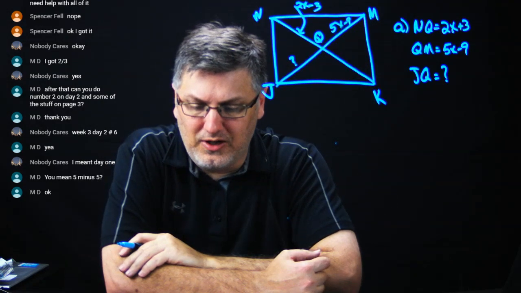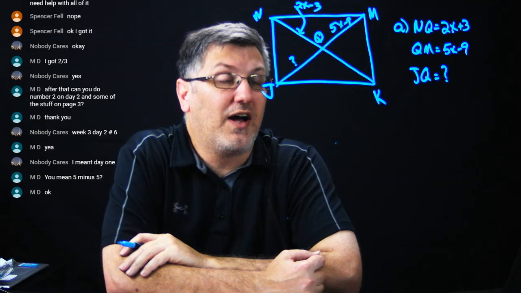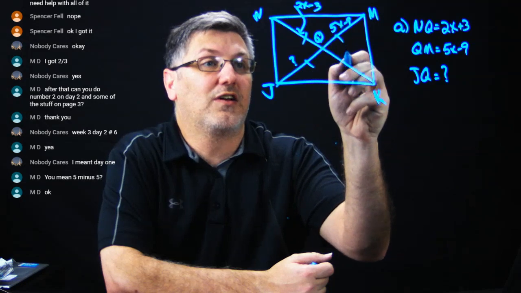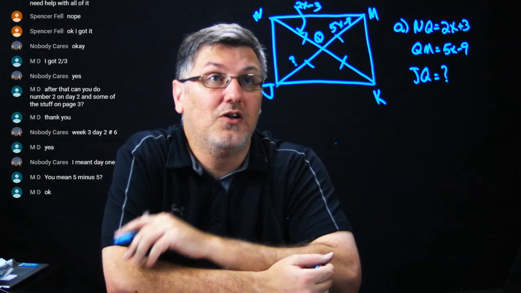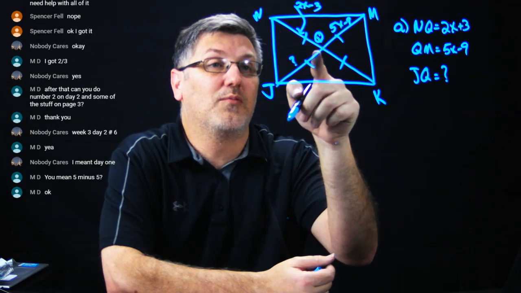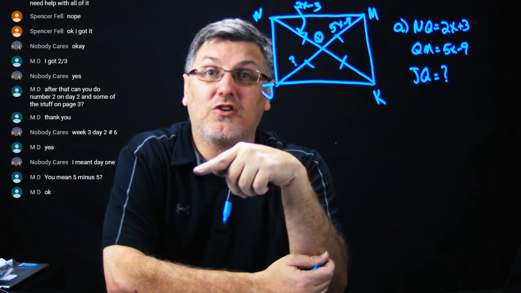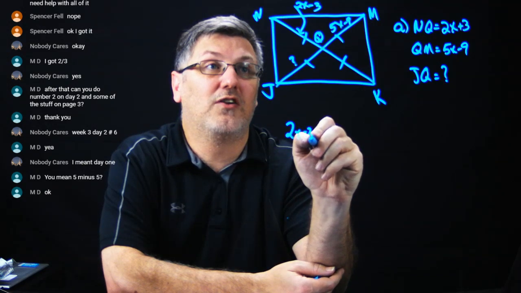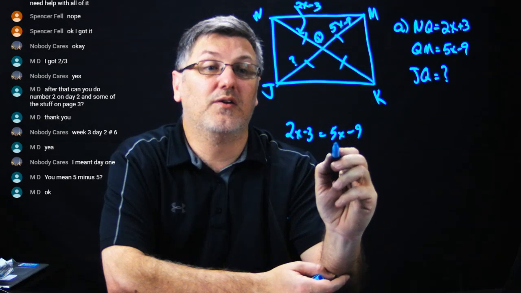Well, in the properties, it tells us that the diagonals are congruent and they have the same midpoint. So this length, this length, this length, and this length are all the same length. If I can find what x is and I know this length, then I know JQ. Easy enough. Congruent leads to equal, so I can say 2x minus 3 equals 5x minus 9 and solve from there.